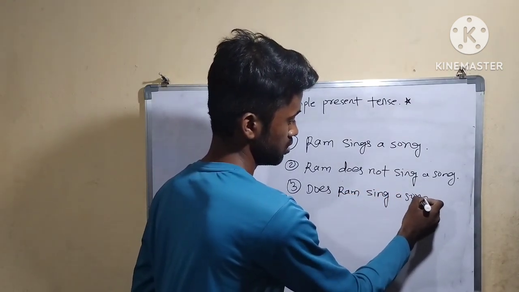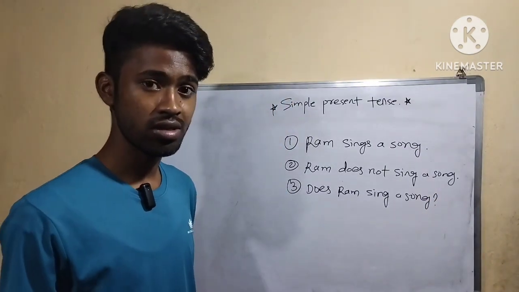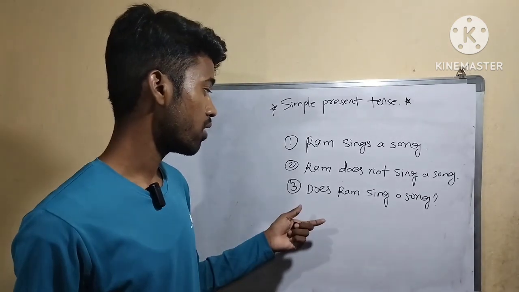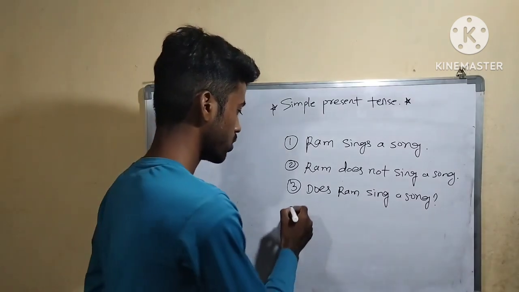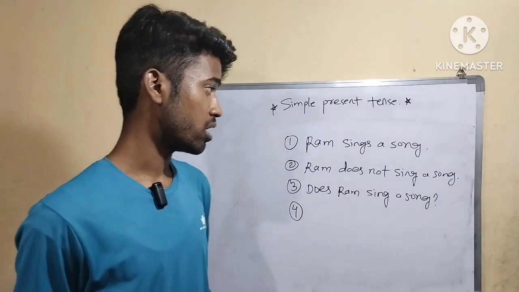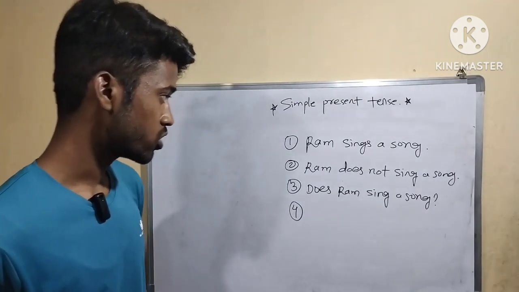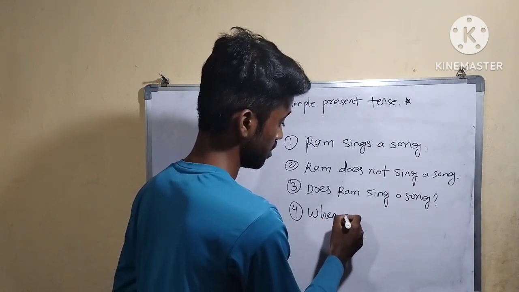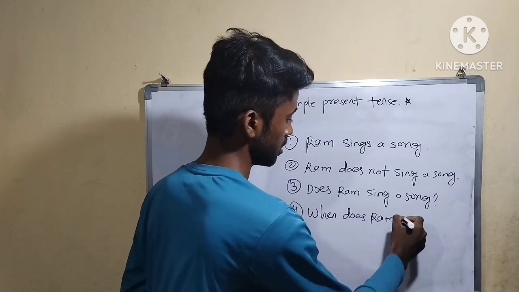Sing a song. So this is the verbal question. Now you can answer this question, yes, Ram sings a song, or you can answer with the negative answer, that is, Ram does not sing a song. So now the last one is the WH question. Just tell me what WH word we should choose here. I can choose when. When does Ram sing a song?